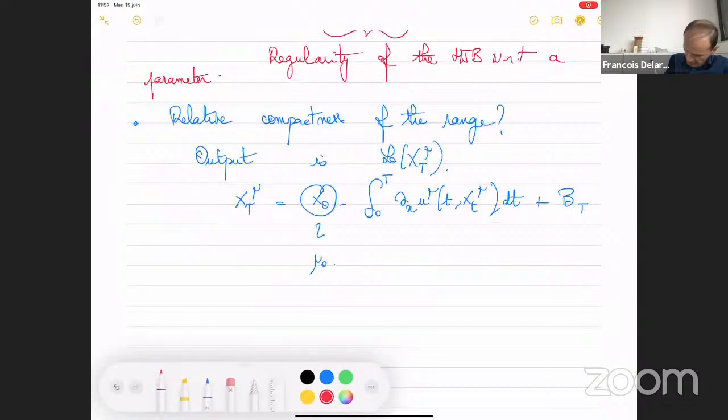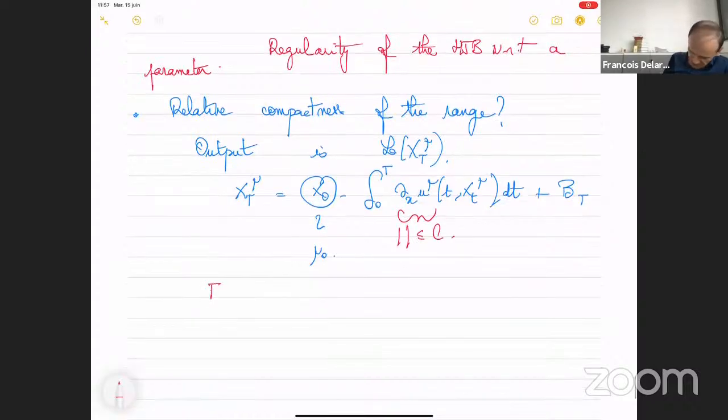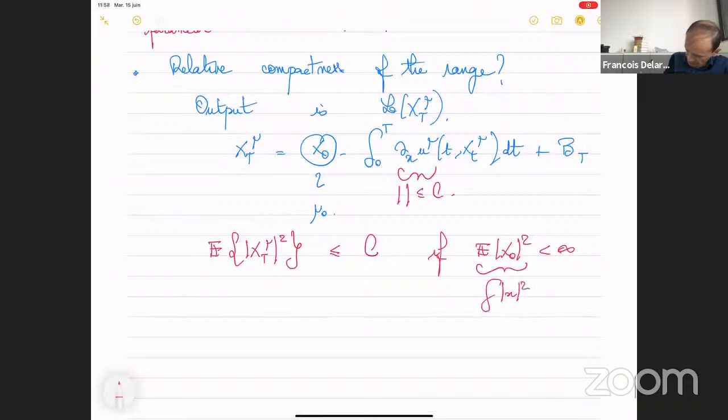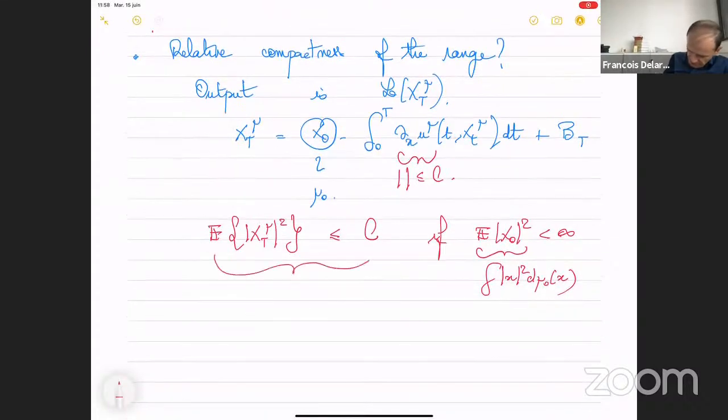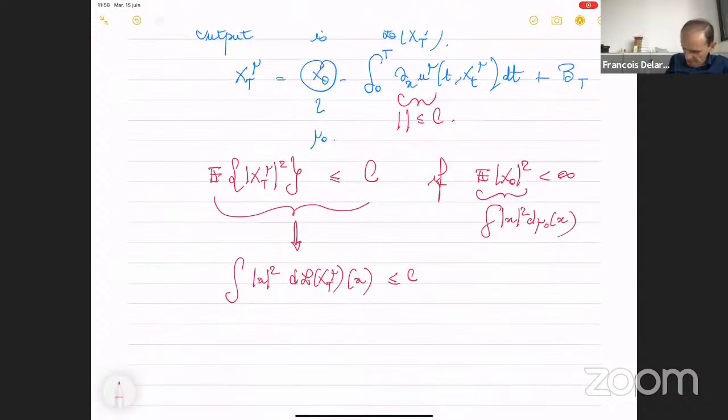And now you have to keep in mind, and this is something that I told you, that this term is bounded by a constant. So in fact, it is pretty easy to say that the expectation of |X_t^mu| squared is less than a constant, at least if X_0 is square integrable. I remind you that this is, for sure, the integral of x squared d mu_0(x). And so it turns out that this implies that the output, so the law of X_t^mu, has a finite second moment.